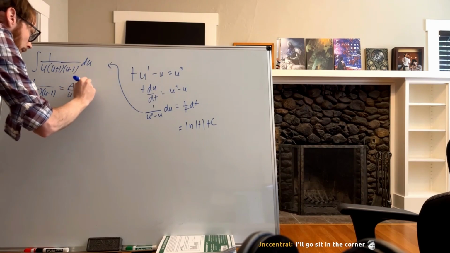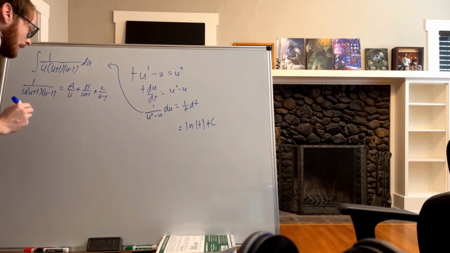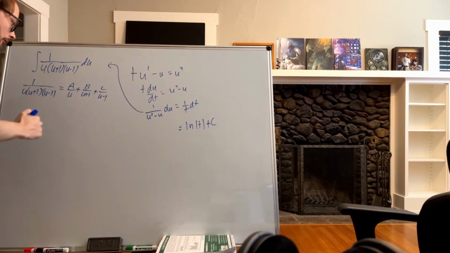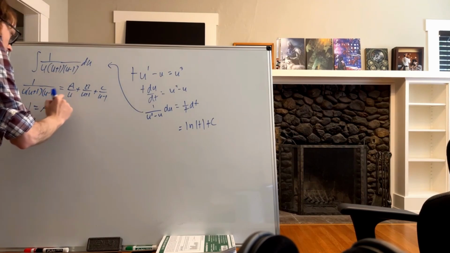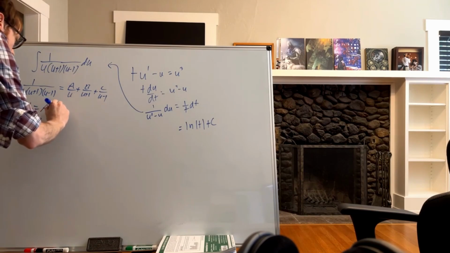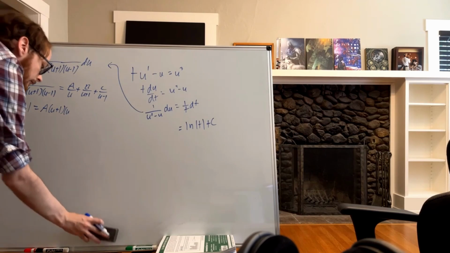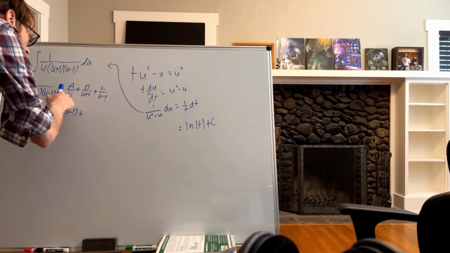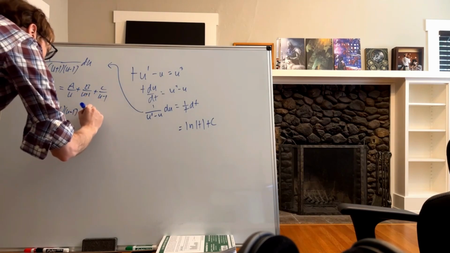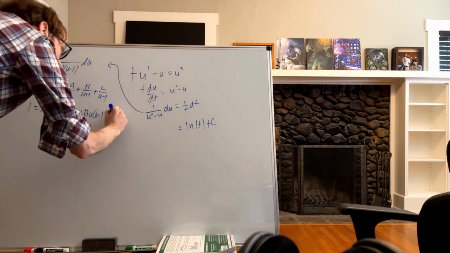A over u plus B over u plus 1 plus C over u minus 1. We multiply through by all the denominators here, and we get 1 is equal to A times u plus 1 times u minus 1, plus B times u minus 1, plus C times u plus 1.